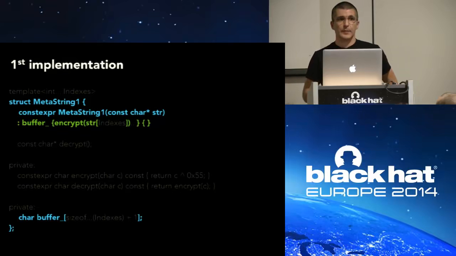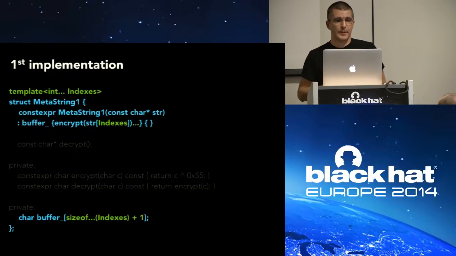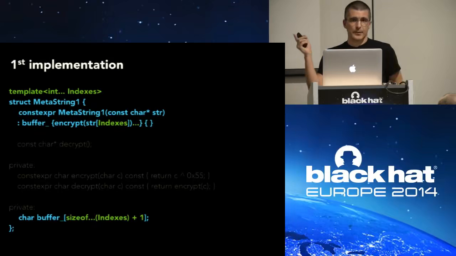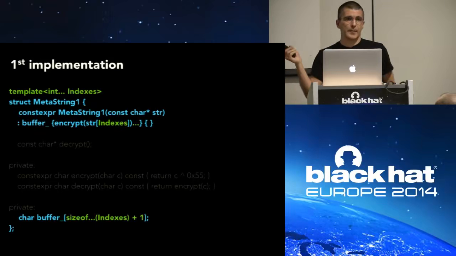In C++11, instead of declaring one template parameter, you can declare a list of parameters. It's called variadic templates. You just put the type and 3 dots. And indexes, in this case, it's not one template parameter, it's a list of parameters. And the compiler will duplicate the code for each value in my list.